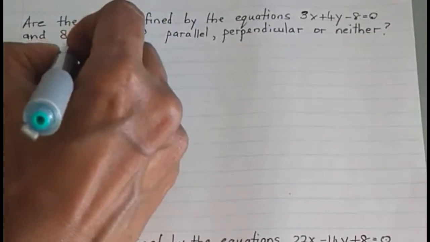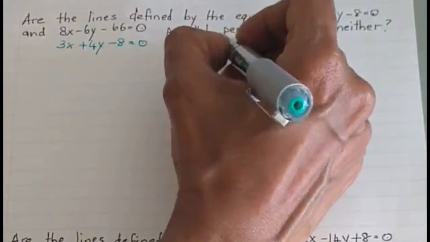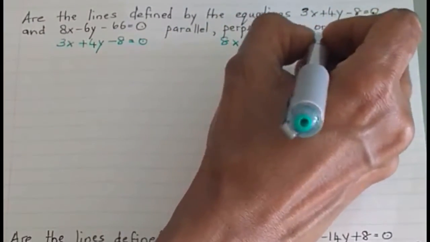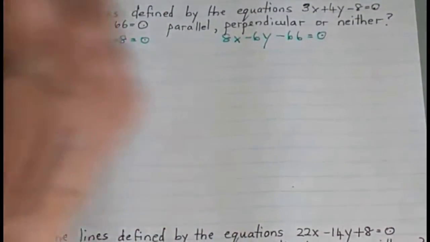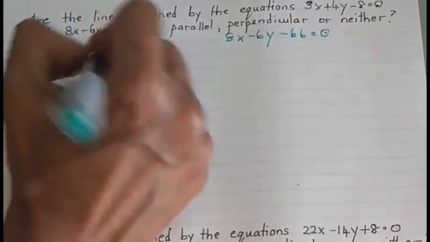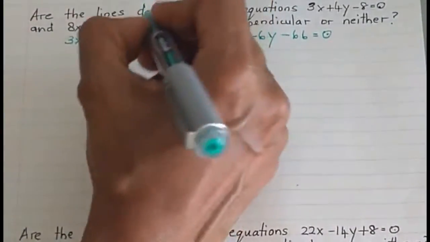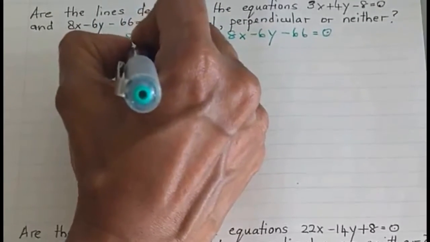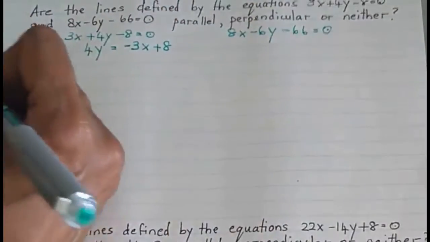So 3x plus 4y minus 8 equals 0. And I'm going to do the other equation at the same time. Let's convert the first one to y equals mx plus b. To do that, I'm just going to isolate y. So except for the y term, I'm going to be moving all the other terms to the other side of the equation, which is going to be 3x. When it moves to the other side, it's going to be negative 3x, and negative 8 is going to be positive 8 when it moves to the other side.